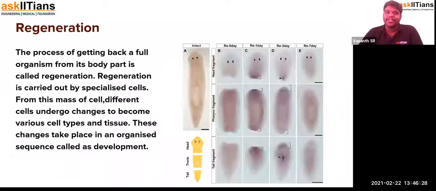So let's go to the next thing, which is regeneration. Most of you have doubts in this topic. What kind of doubt do you have? Let's discuss all those things too. First of all, let's see what regeneration is. Generation is forming. What is regeneration? Forming from that which is already formed. That is regeneration.